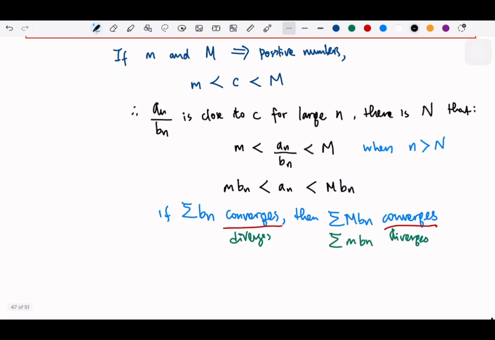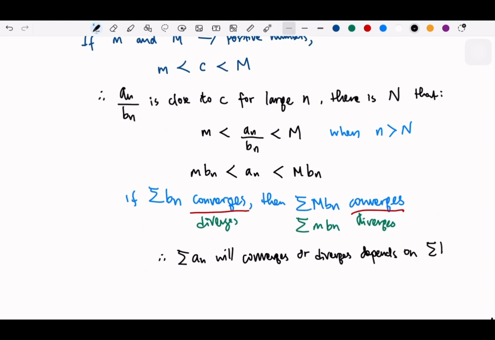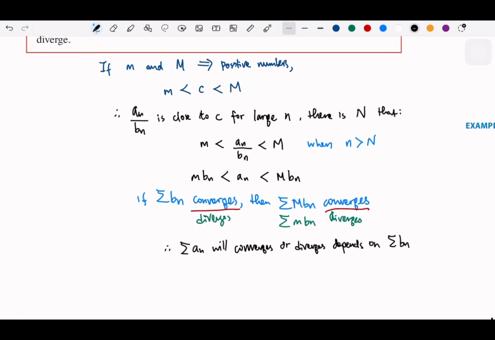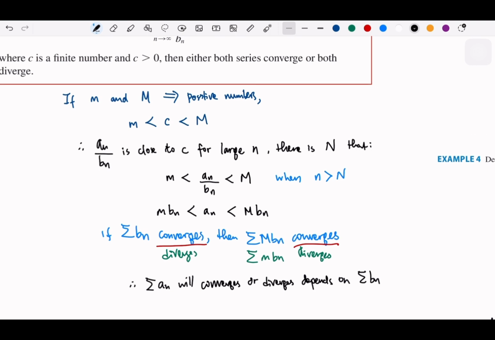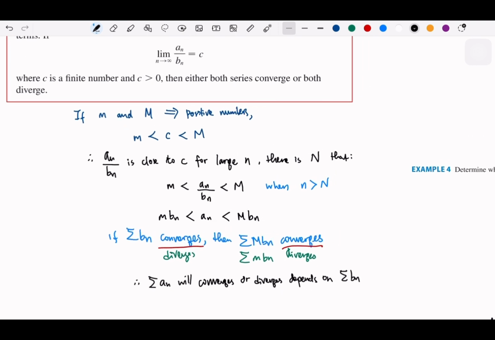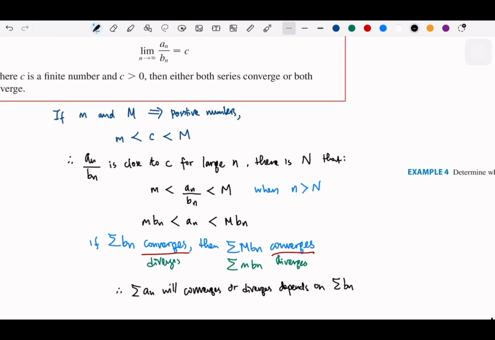And so the an will converge or diverge depending on the bn. Okay. So if bn diverges, the an will also diverge. If it converges, then an also converges. Okay. This is a small proof, easier to see and follow.